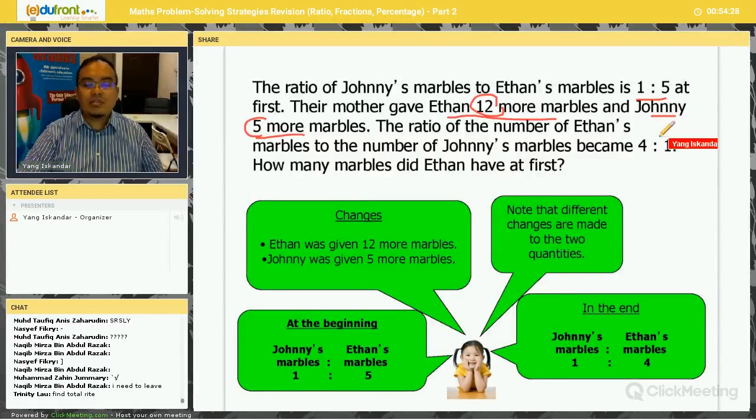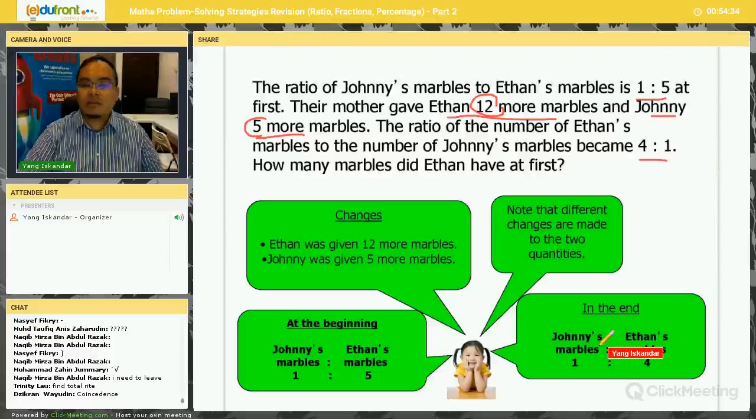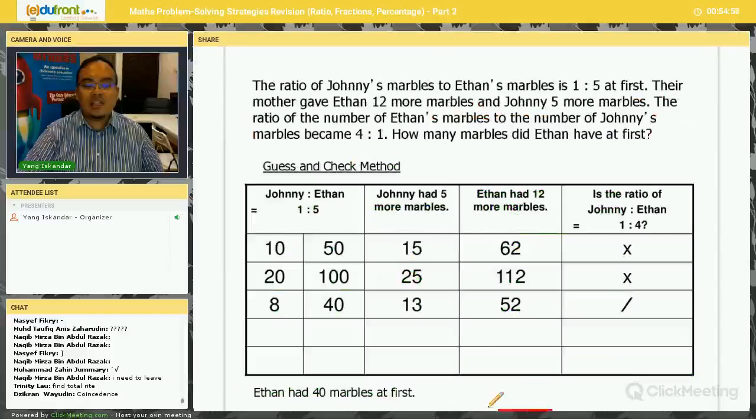In the beginning, the ratio is 1:5. And what happened in the end? The number of Ethan's marbles to the number of Johnny's marbles became 4:1. In the end, Ethan becomes 4 units. Why is there a difference at the end? Because of these two changes: Ethan was given 12 more marbles and Johnny was given 5 more marbles. So it is a little bit challenging here because both of the quantities change.